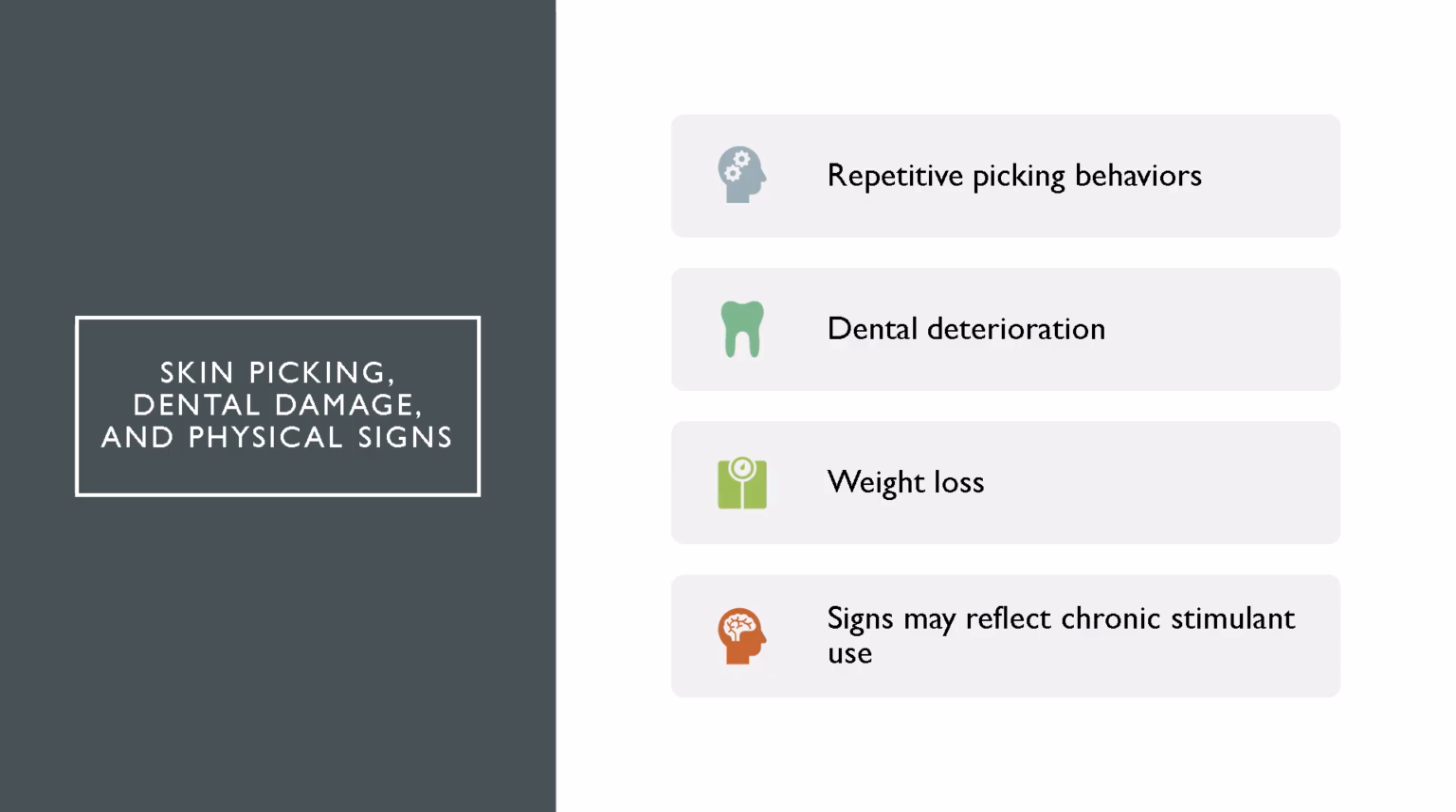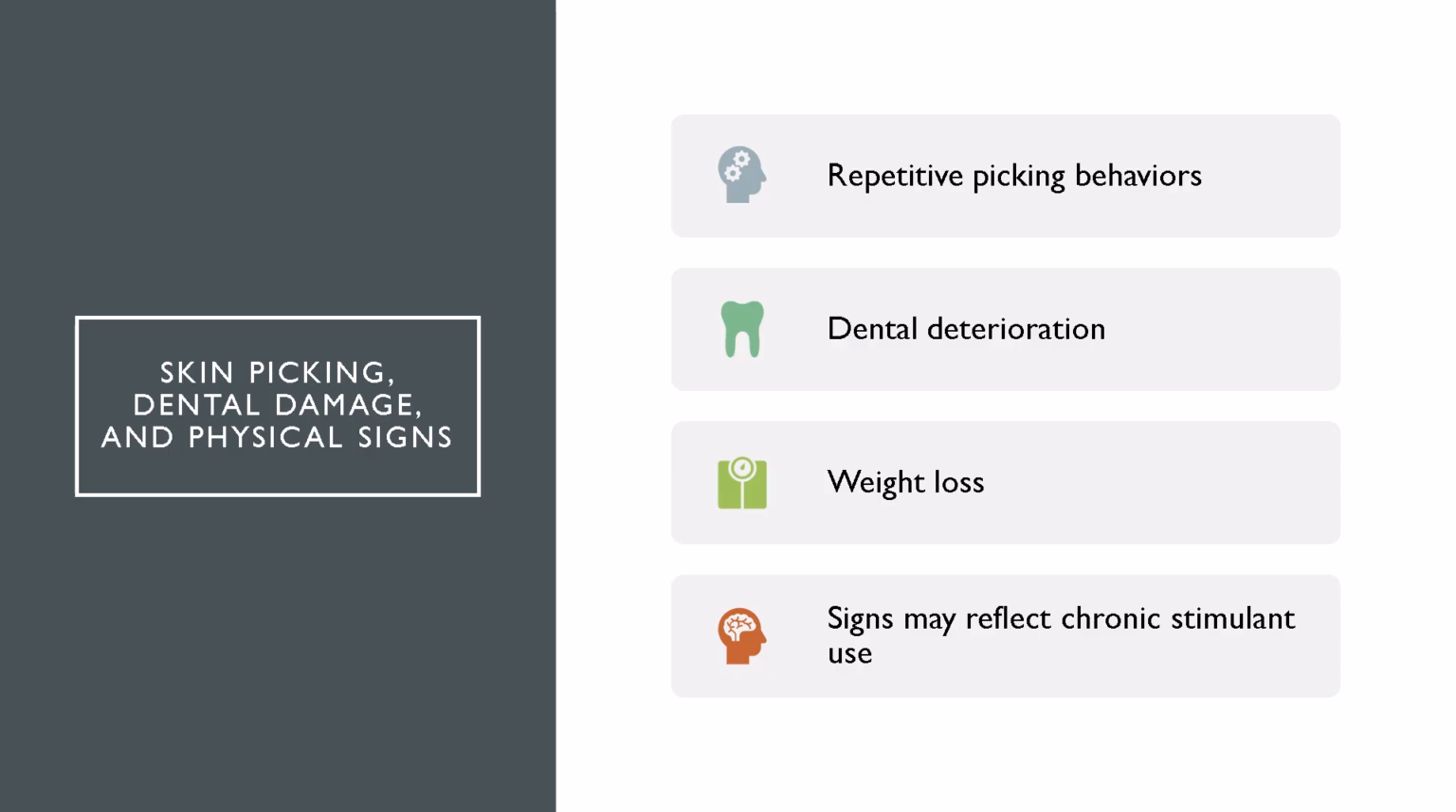We know that stimulant use also shows up in physical signs, so it helps us to understand it clinically. One common issue is skin picking. Clients may repeatedly pick at their skin, sometimes because of anxiety or hyperfocus, or the sensation that something is on or under the skin. Over time, that leads to sores, scarring, or infection. Then there's dental deterioration, another well-known issue, especially with methamphetamines. It's influenced by factors like dry mouth, poor nutrition, teeth grinding, poor hygiene, and overall neglect during binges. Weight loss is also common, especially when stimulant use suppresses appetite over time.